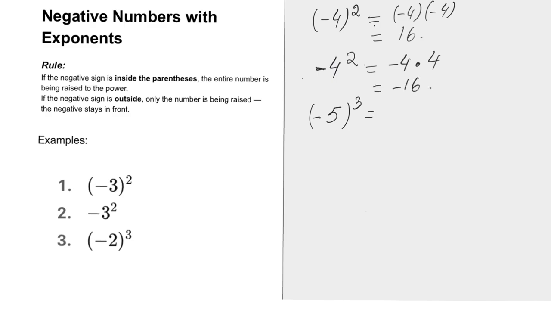And then last but not least, -5 is inside the parentheses. That means the entire number is raised to the power of 3. And -5 times -5 times -5, which is -5 times -5 will equal 25, and 25 times -5 will equal -125. And of course, you guessed it, it will be a negative number.